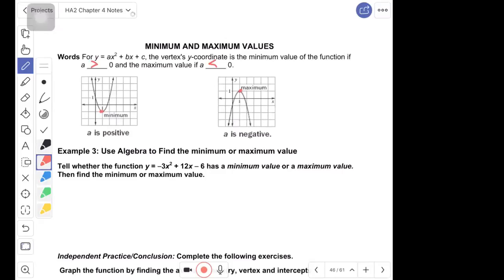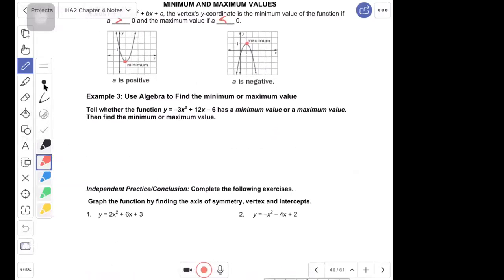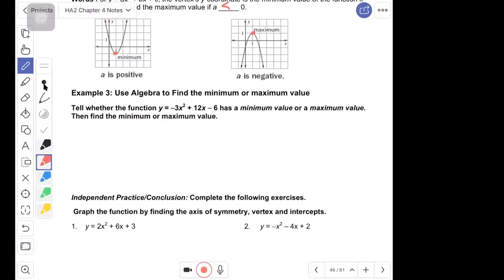Can we have both a min and max? What do we think? Can we have both a min and a max value? Grace, what do you think? I know, because it can only go one way. Yeah, so we only have one vertex with parabolas, and it's either going to be a min or a max. Good. All right. So now we are going to use algebra to find this min or max value. And the value is the y coordinate.